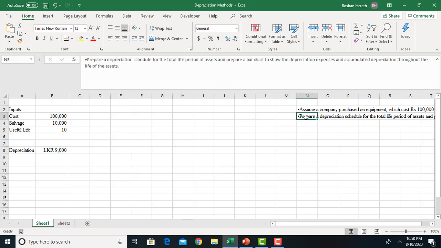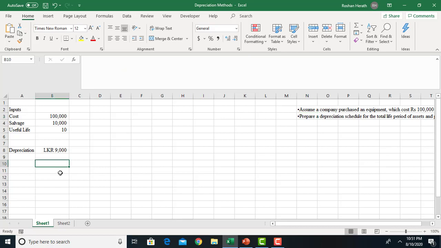Then you've been asked to prepare the depreciation schedule for the total life period of the asset and prepare a bar chart to show the depreciation expenses and accumulated depreciation throughout the life of the asset. Okay, now let's move on to the preparation of the depreciation schedule.